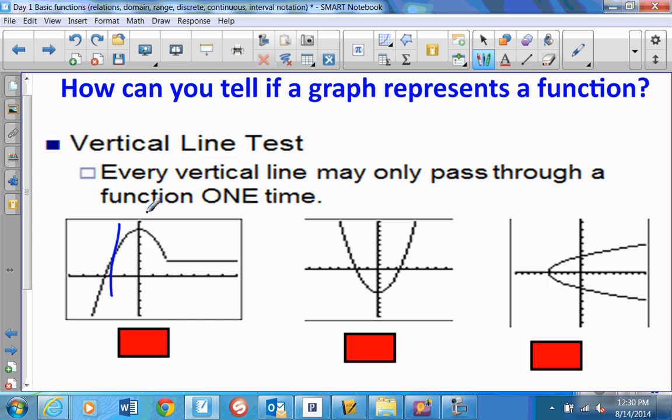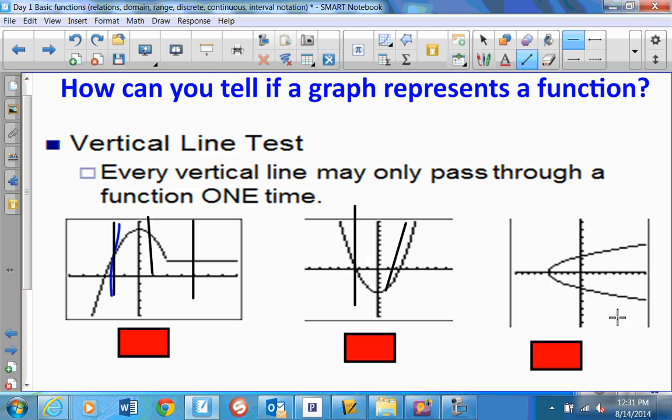So going here, oh, that was a great line, wasn't it? Let's try to actually draw one here with something like this. Okay, that only hit one time. That only hit once. That only hit once. So yes, this is a function. How about a parabola? Yep. That was so bad. We're pretending those are vertical, okay?